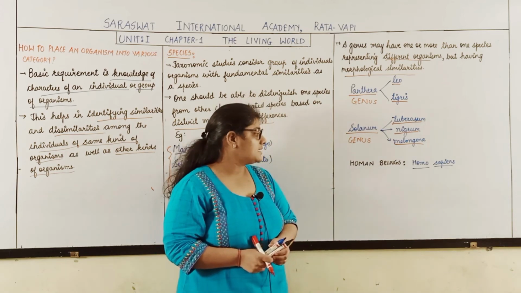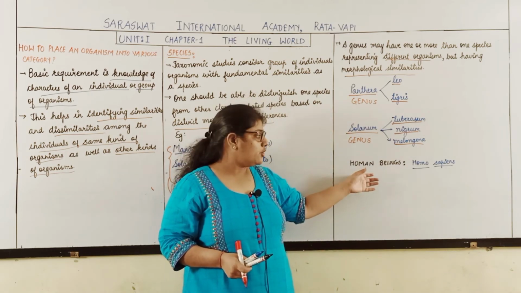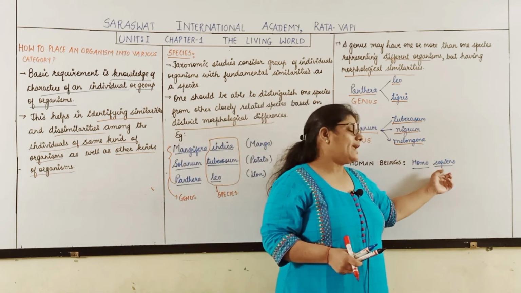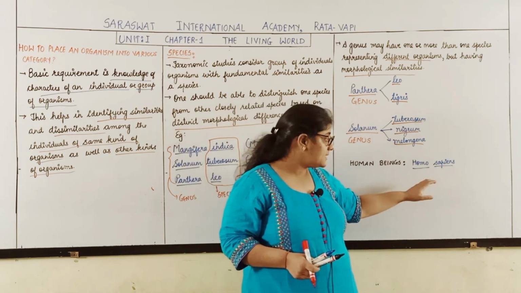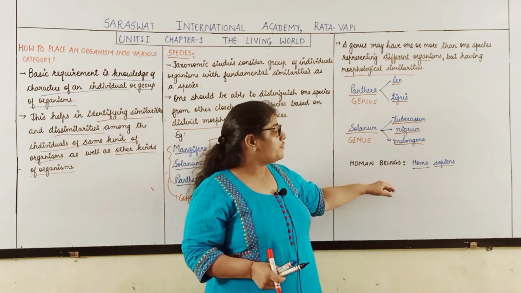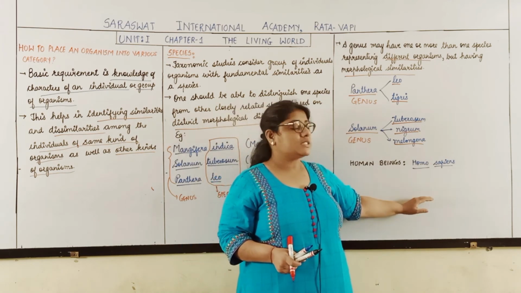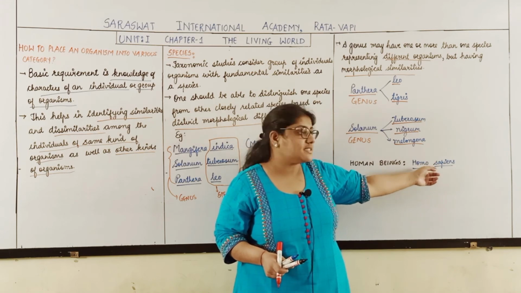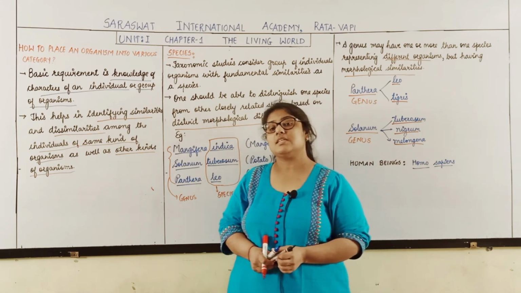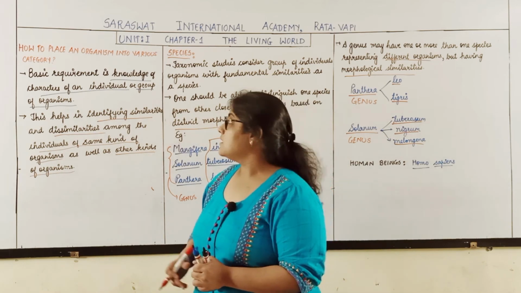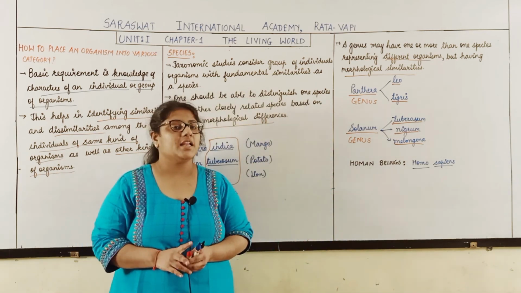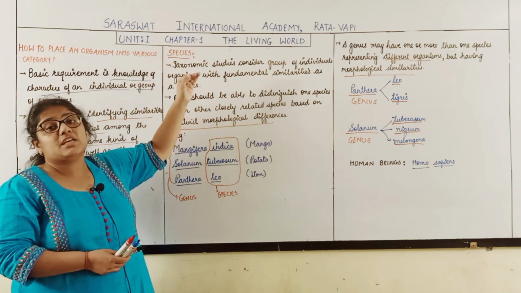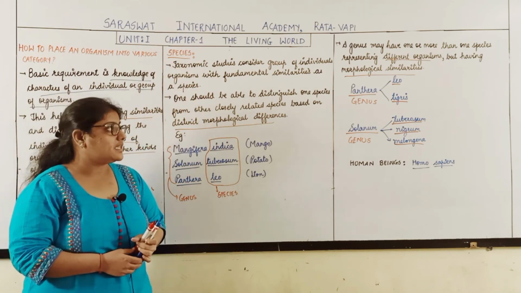morphological similarities. Another important thing, human beings, their genus is Homo and their species is sapiens. So the scientific name of human beings is Homo sapiens, in which Homo represents the genus and sapiens represents the species. So students, that is regarding the first taxonomic category, that is species, which is the lowest taxonomic category.